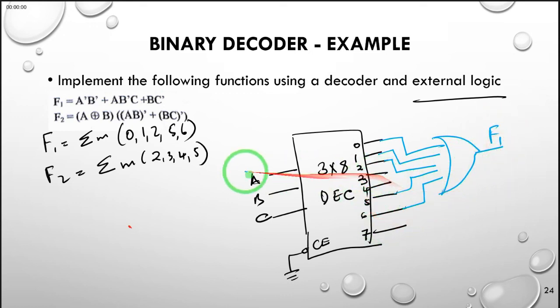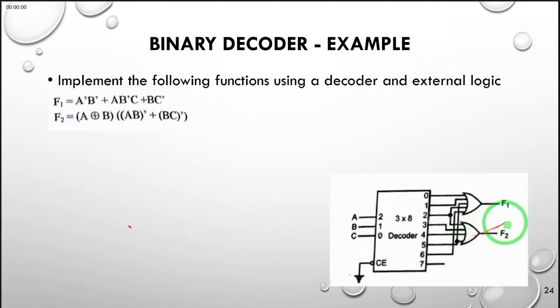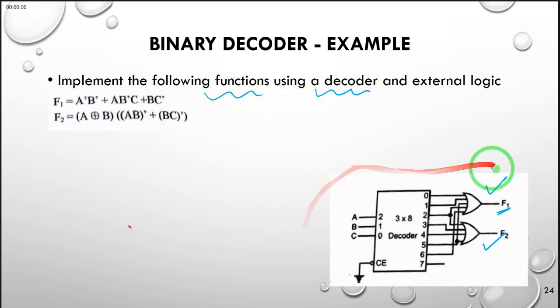And similarly, you pick the 2, 3, 4, 5 for the F2, and you end up with this becoming your implementation of that circuit. We have shown F1, therefore F2 follows the same idea. It is picking 2, 3, 4, and 5, and that is how you would implement such a function using a decoder and the external gate. The external gates are up to 5 input OR gates.